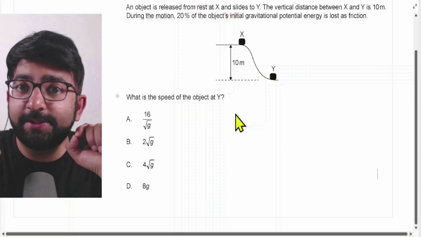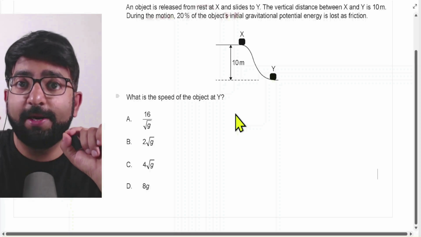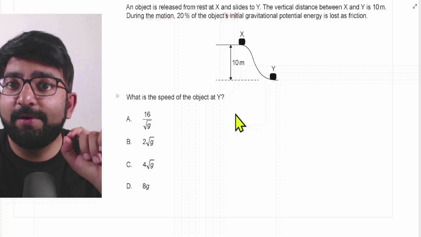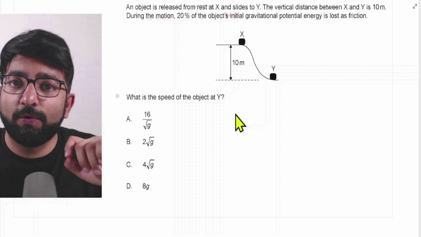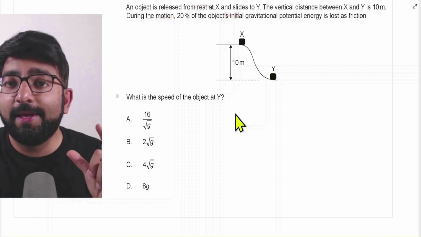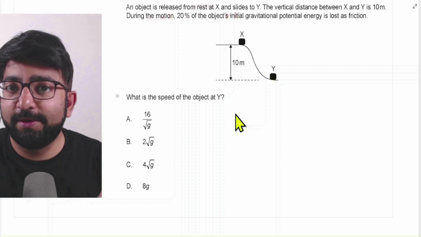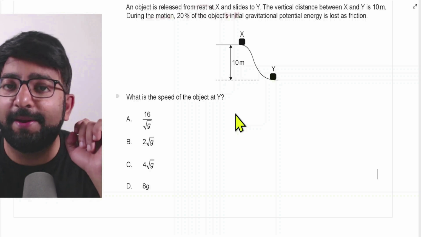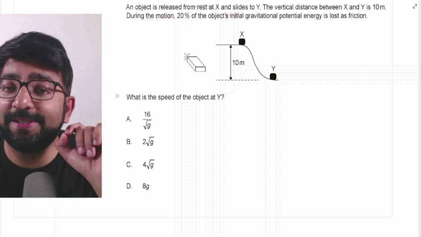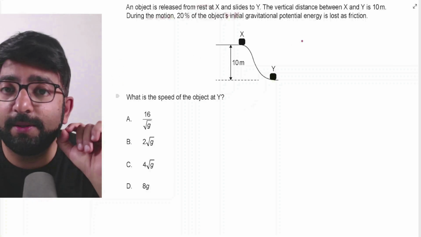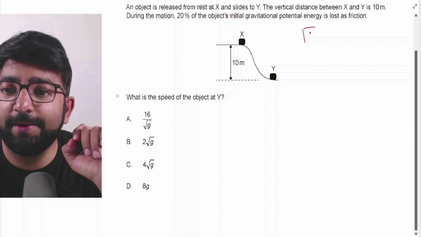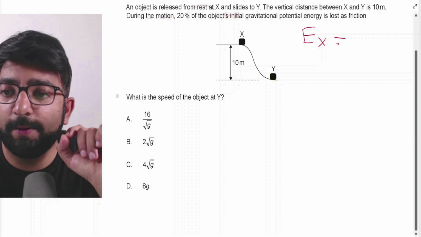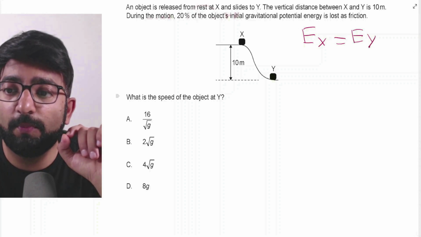Now, it is clearly mentioned that friction is acting on this object and friction is a non-conservative force. And we have learned that whenever non-conservative forces are present in the system, then mechanical energy conservation is a little tricky to apply. In this question, we can apply the mechanical energy equation, but with a slight difference. If we recall the basic formula for mechanical energy conservation, we will write total energy at the point x will be equal to the total energy at the point y.